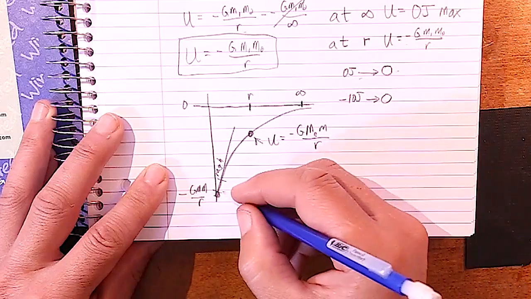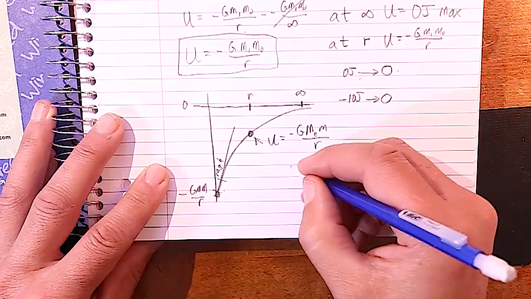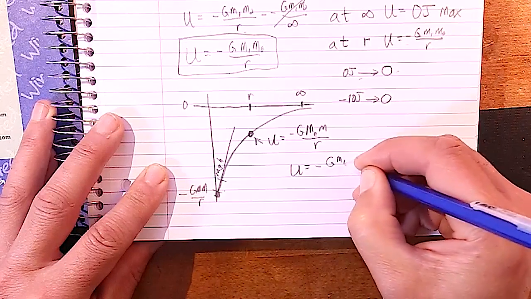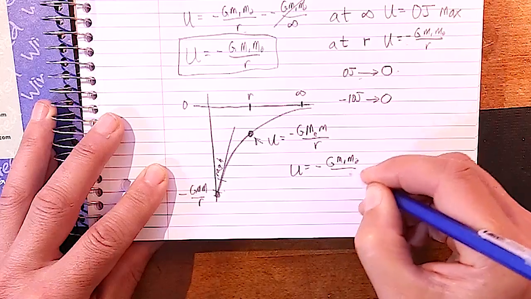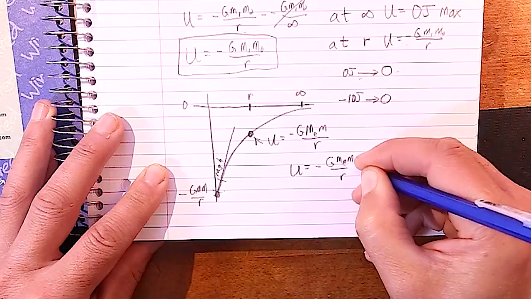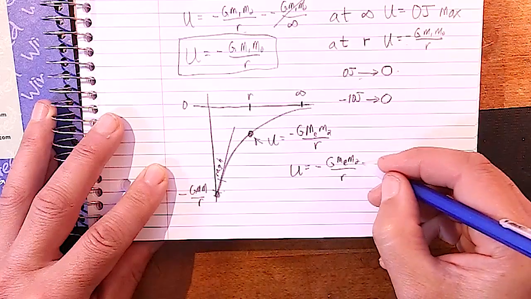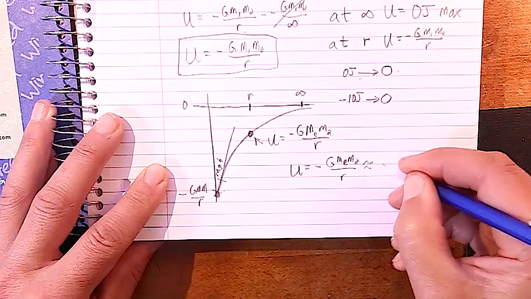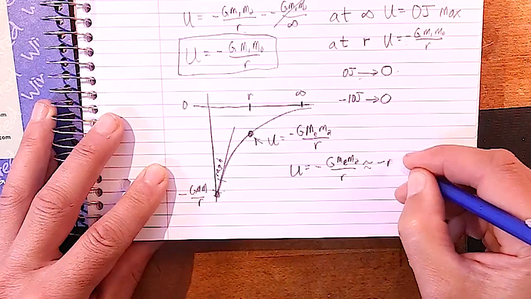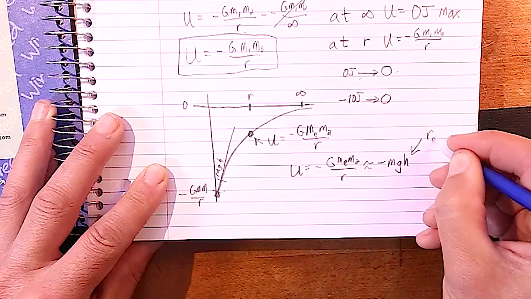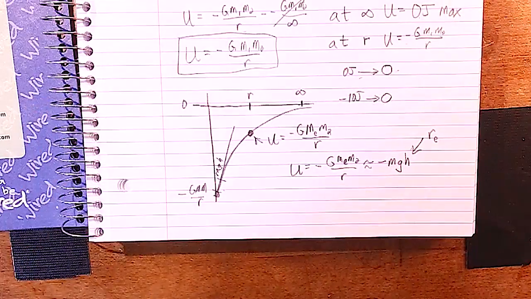So when we're at this point, we would say U is equal to minus G m1 m2 over r, m1 being the mass of the Earth, m2 being the little mass there, we could call that 2. And at that point, that's approximately equal to negative mgh, where h would be the radius of the Earth.